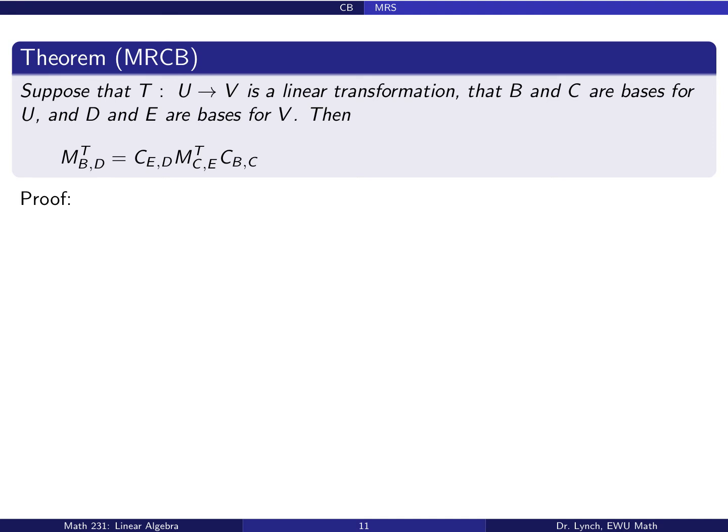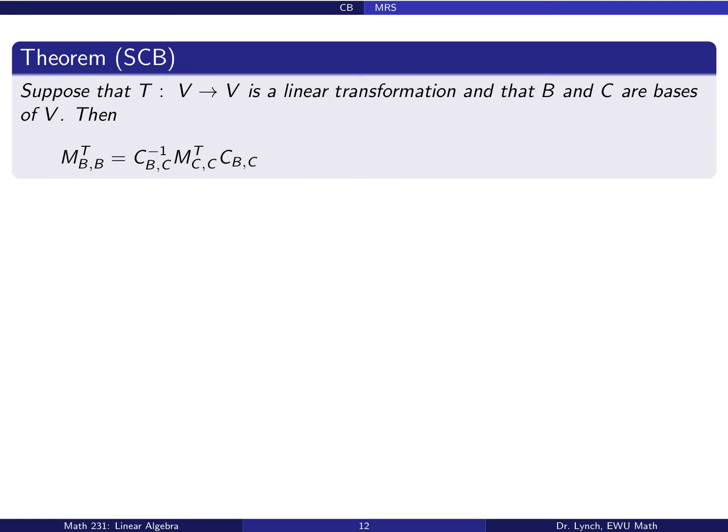Okay, I won't go through the proof of this. I'll leave you to read that, but this is particularly useful when we have a transformation on the same vector space. So if T is a transformation on the same vector space V and B and C are bases, then it turns out that the matrix of the transformation T with respect to the bases B is similar to, right, this is a similarity transformation, the matrix of the transformation T with respect to the bases C. So it's the inverse matrix, or the transformation from C to B, that gets us there.